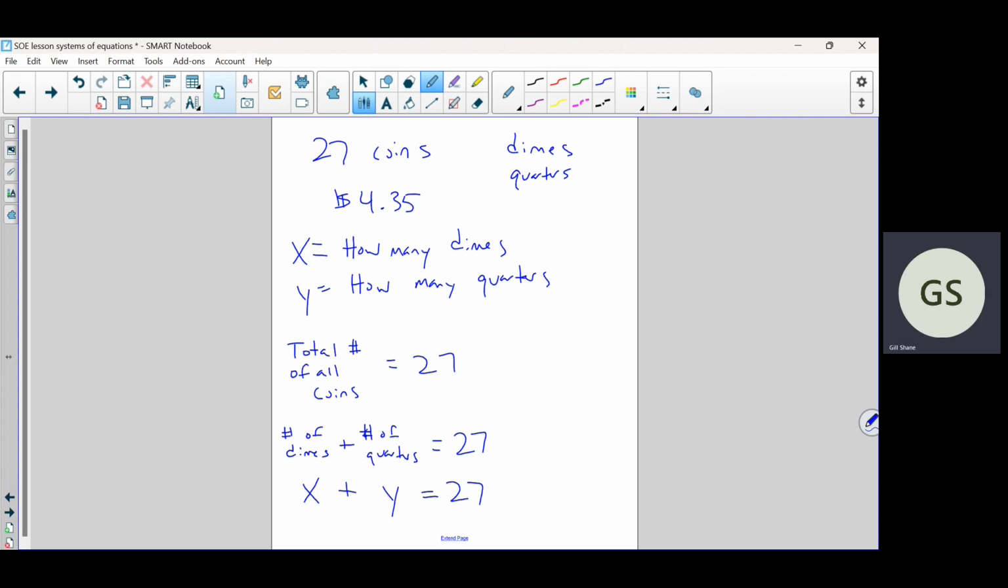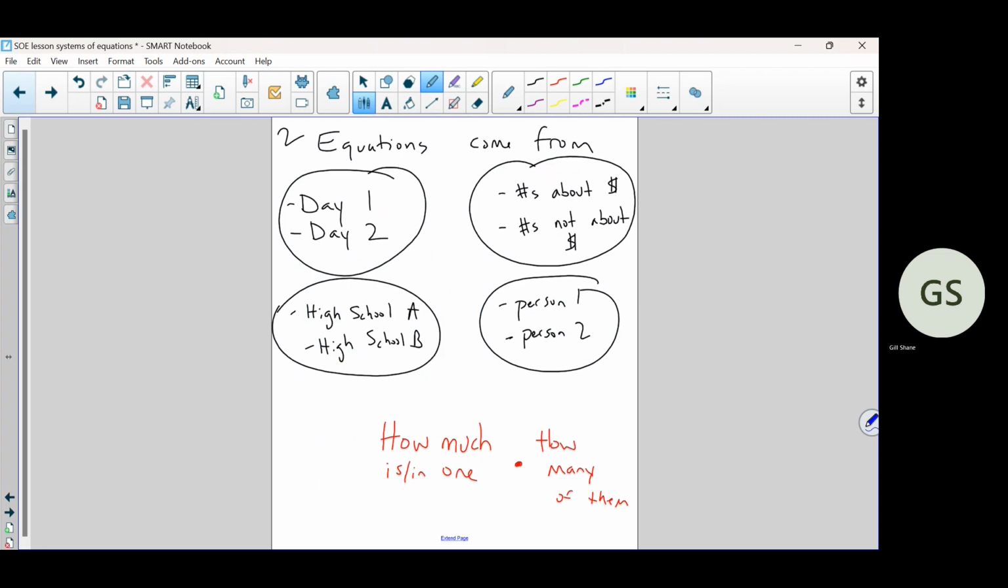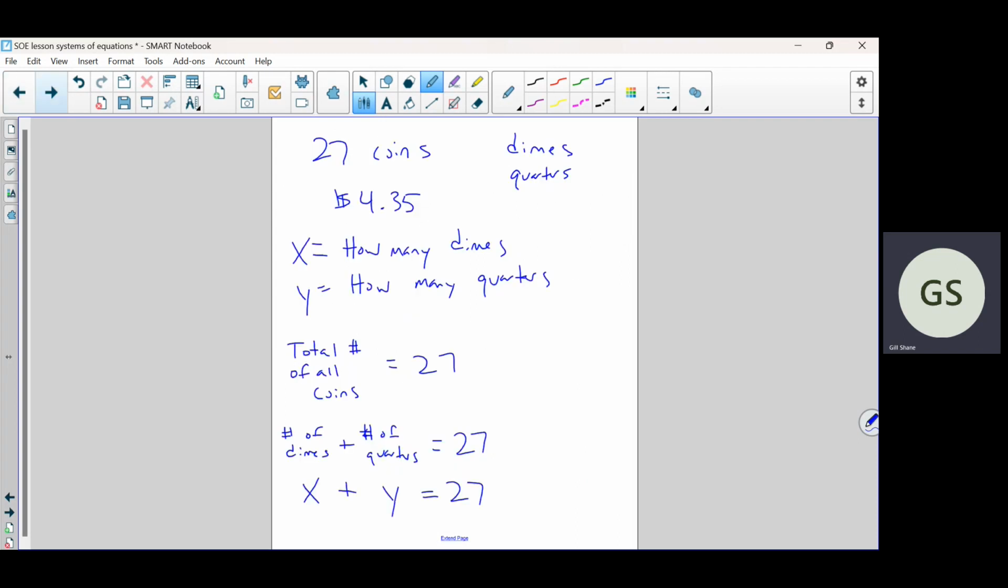Now the other equation, and I told you this before: one group of numbers is about money, one group of numbers is not about money. We're doing that example right now. One group of numbers will be about the money, so that's where the 435 is going to be used. One group is not, and it was really just the 27, because the other two were variables. But these are still numbers. It's how many dimes, how many quarters.